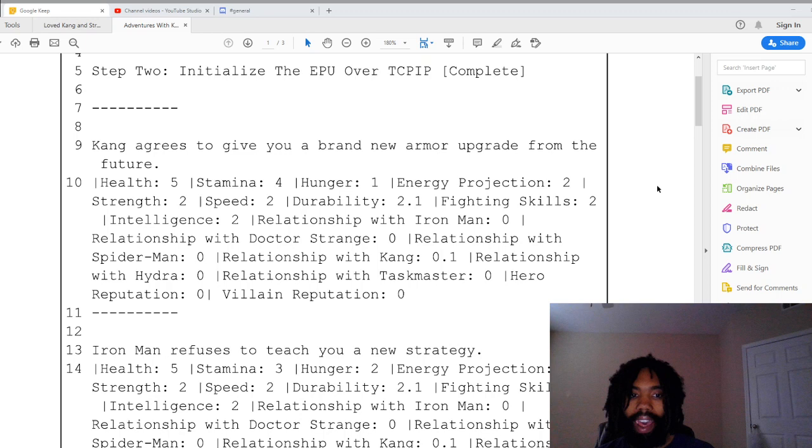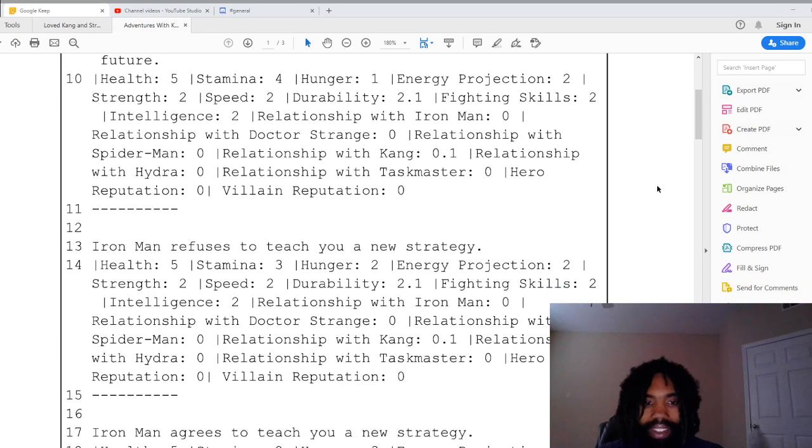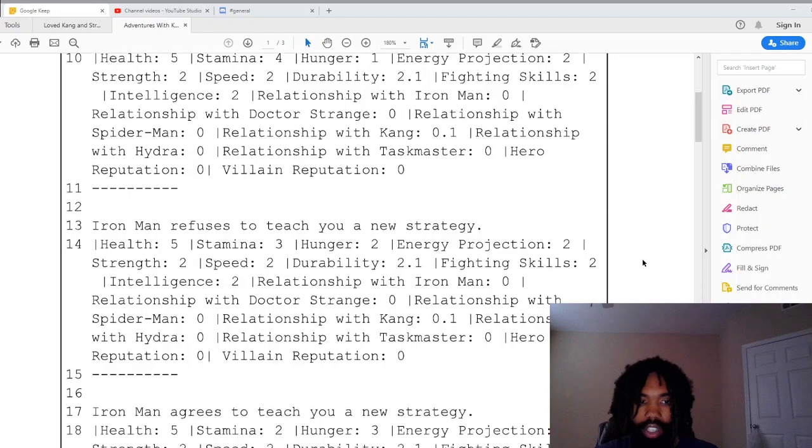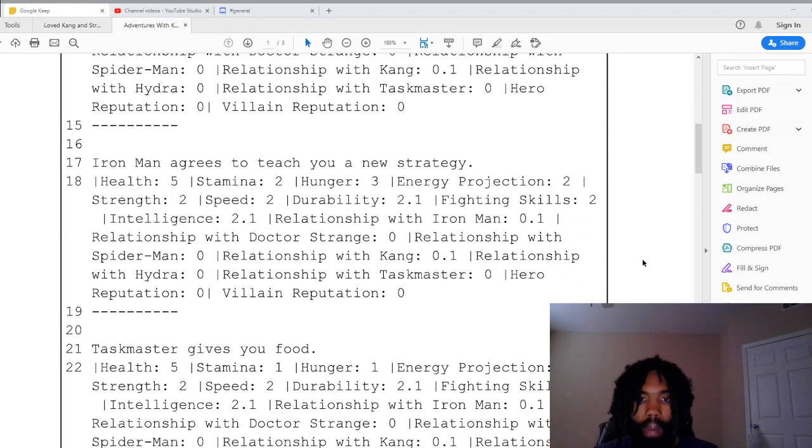Right after they did that, they then tried to ask Iron Man to teach them a new strategy, but Iron Man refused to teach them a new strategy. After that, they asked Iron Man again if he would teach them a new strategy, and this time Iron Man was like, yeah, I'll teach you a new strategy.